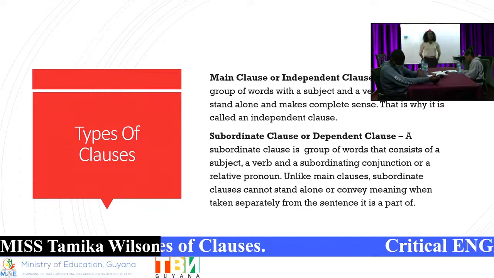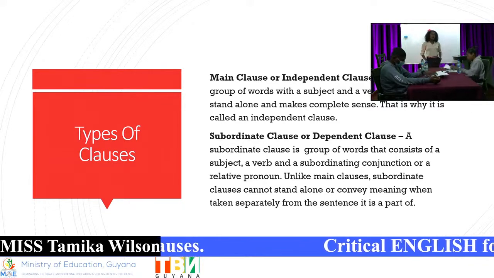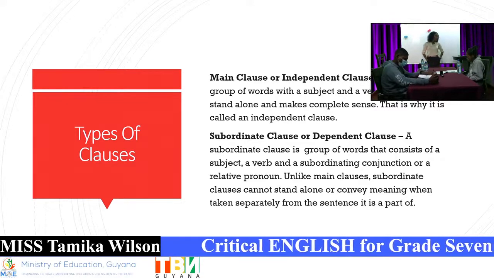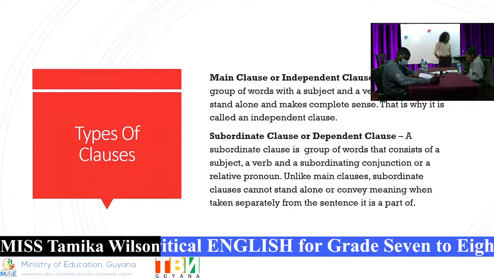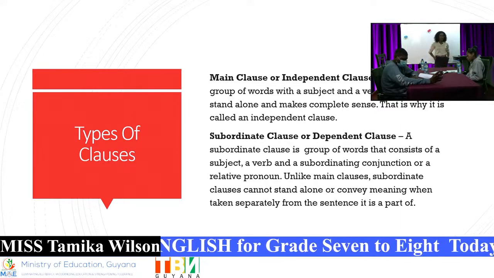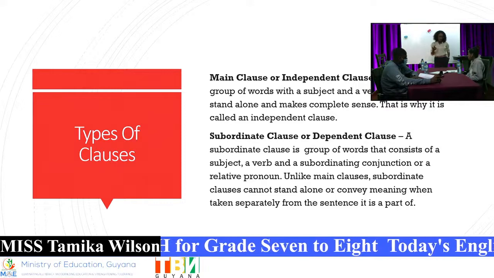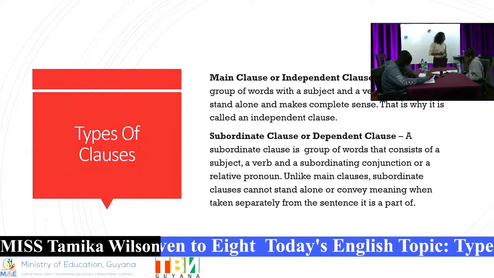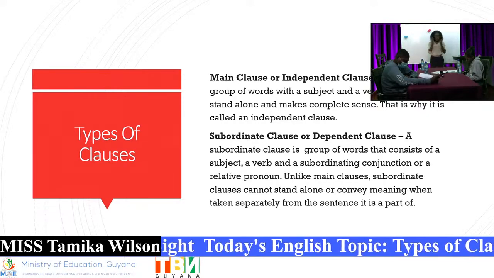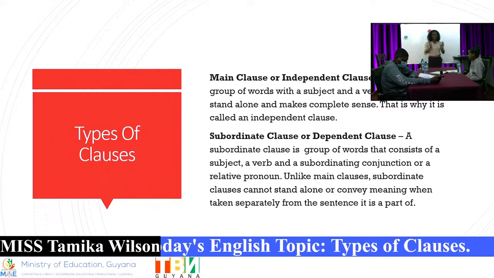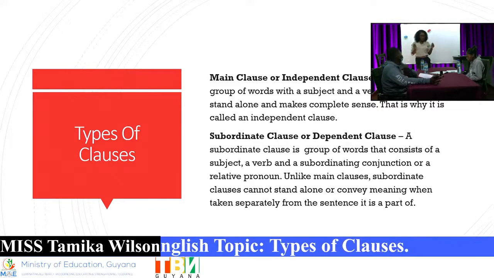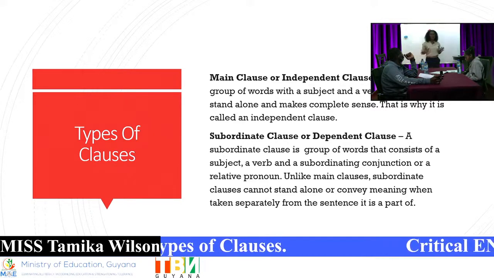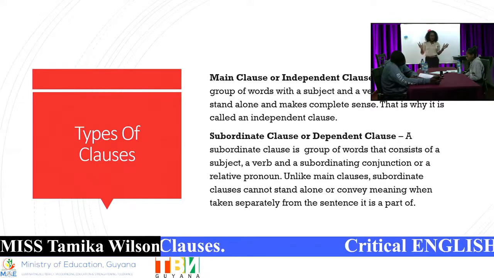So we're looking at types of clauses. The first type of clause that we're going to examine is main clause or independent clause. And the definition says what? A main clause is the group of words with a subject and a verb. So we already established that a clause must have a subject and a verb. It is one that can stand alone and make complete sense. It can do what? Stand alone and make complete sense. Because it makes complete sense, it can stand alone. All right? And this type of clause is called what?